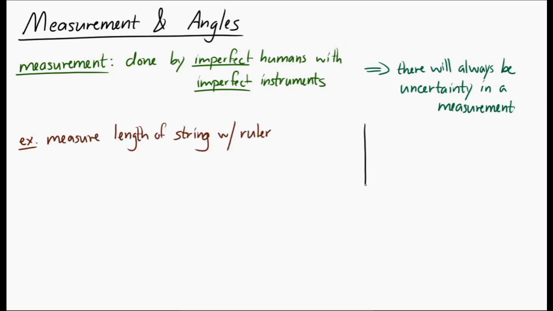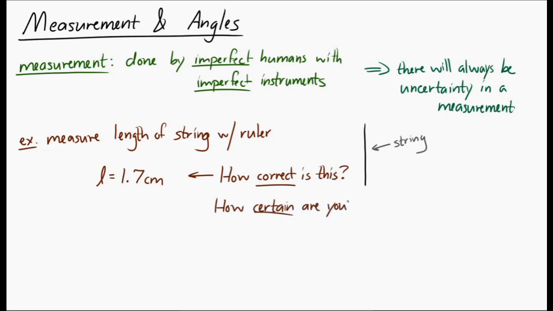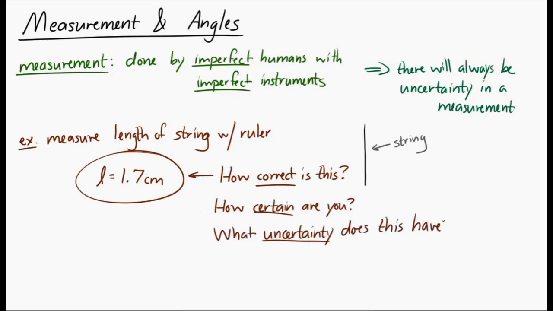So you take the measurement, you get 1.7 centimeters. Well, the question is, okay, you got 1.7 centimeters, but how correct is that? How certain are you that it's really 1.7 centimeters in length? What uncertainty does this measurement have? There's some kind of uncertainty. We have to think about where that uncertainty might come from.